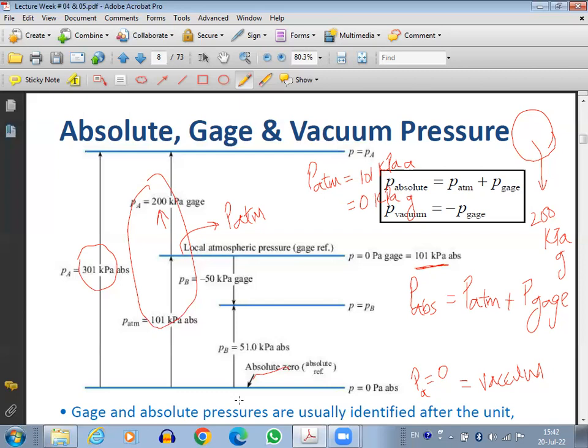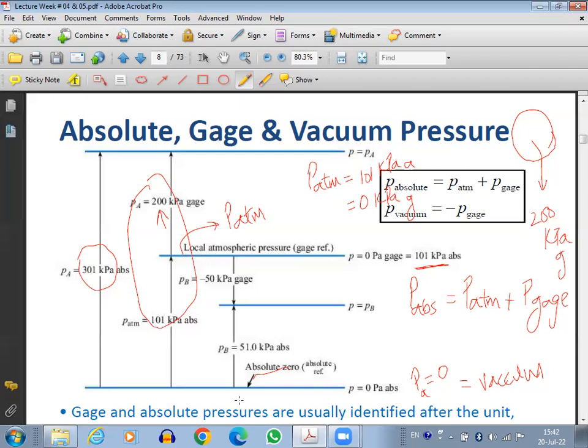So when I'm saying 200 kilopascal gauge, it means 200 kilopascal higher than atmosphere. When I'm saying 50 kilopascal gauge, it means 50 kilopascal higher than atmosphere. When I'm saying 10 kilopascal gauge, it means 10 kilopascal higher than atmosphere. Is it clear? Now, if I'm saying 200 kilopascal absolute, this does not mean I'm referring to the atmosphere.